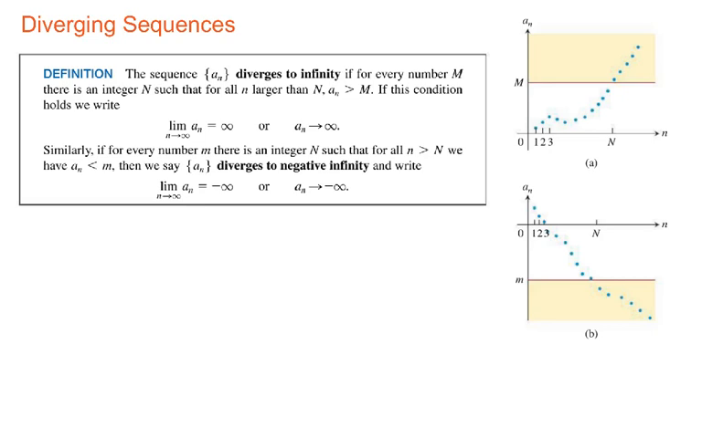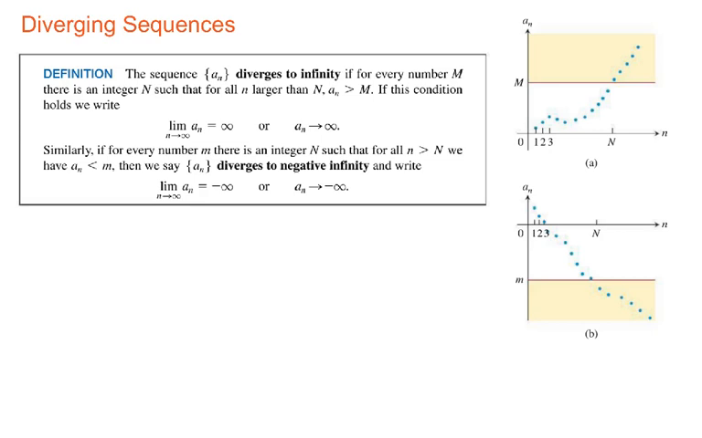We're merely using this notation to capture the idea that a sub n eventually gets and stays larger than any fixed number as little n, that index value, becomes large. If you look at the pictures on the right of the screen, they illustrate what we're thinking about.